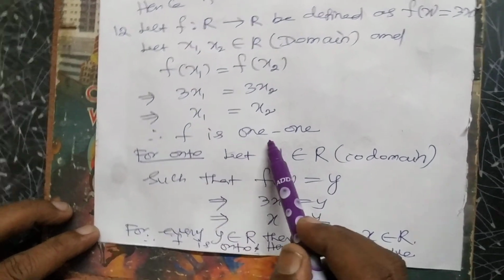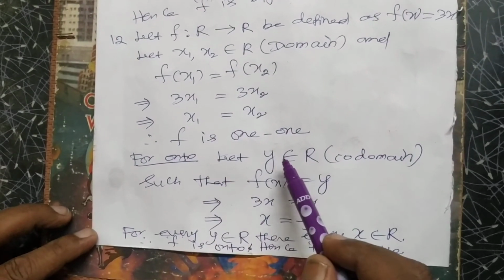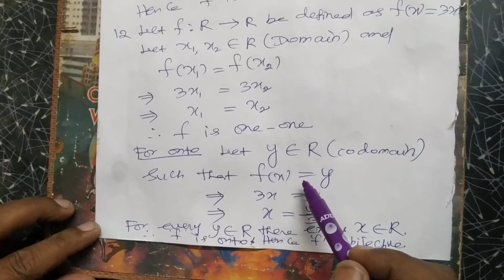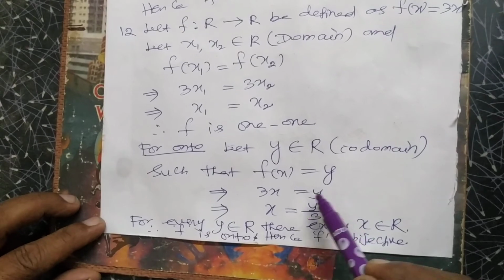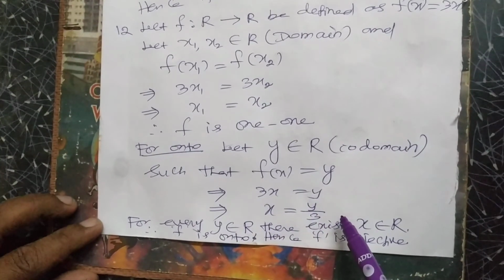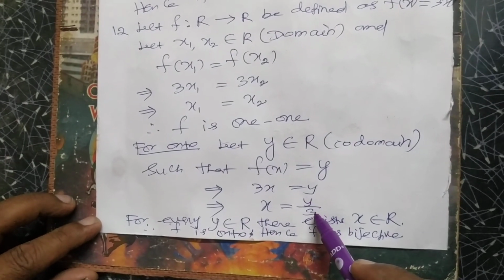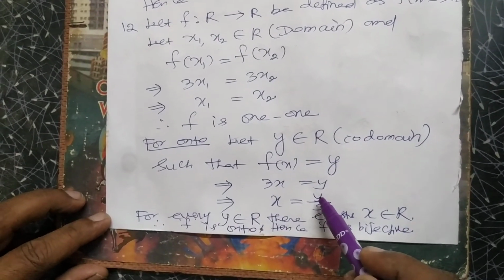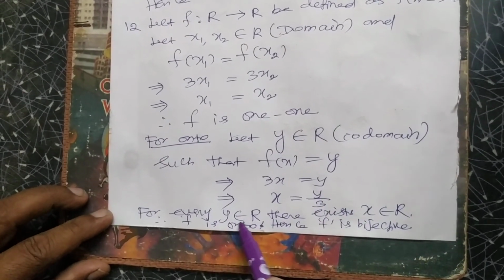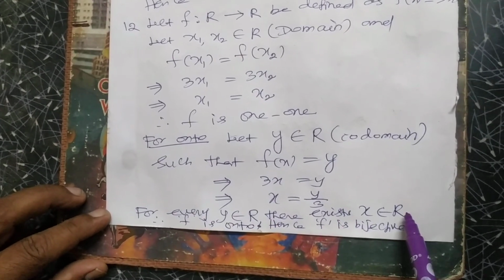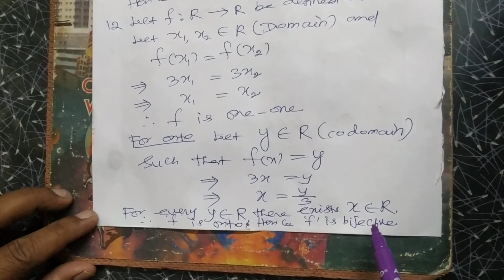Therefore, f is one-to-one. For onto, let y be any element of the codomain R, such that f of x equal to y. Substitute the value of f of x, 3x equal to y. From this you find the value of x equal to y by 3. Then y is a real number, 3 is a real number. The quotient of 2 non-zero real numbers is a real number. Therefore, for every y belongs to R, there exists x belongs to R. Therefore, f is onto. Hence, f is a bijective function.